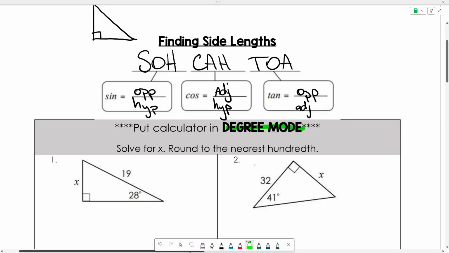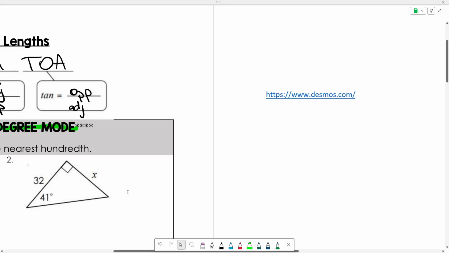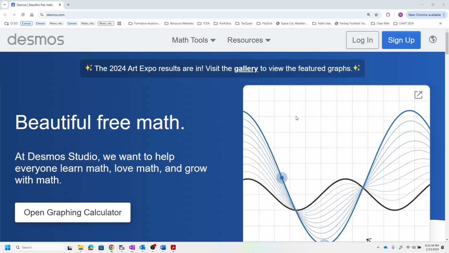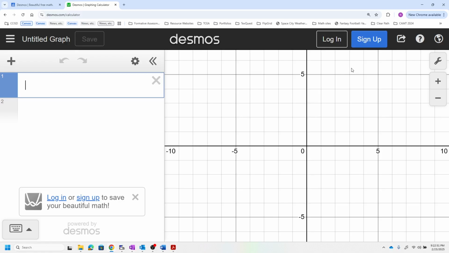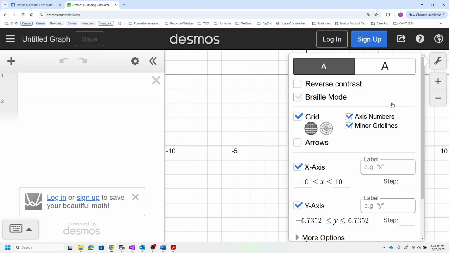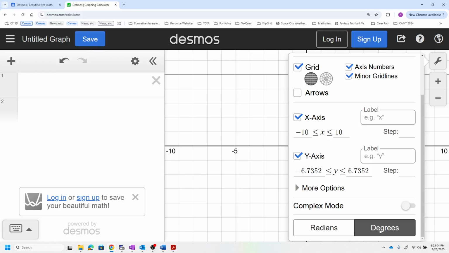Okay, to do that, I like to use our online calculator of Desmos, so I'm going to click on it and show you how in Desmos I would set it to degree mode. Up here in the right hand corner there is graph settings. I'm going to click on it and scroll down to the bottom. Notice it is set by default to radians. I need this to be in degrees, so I'm going to click on degrees. Now my calculator has been set and I can come back to it as need be.